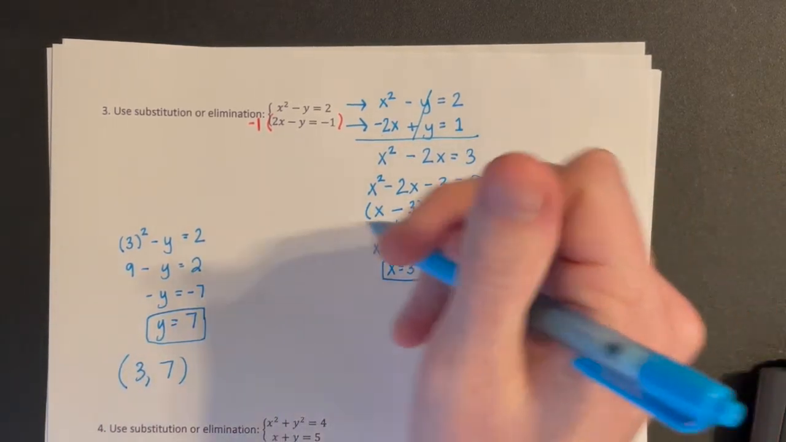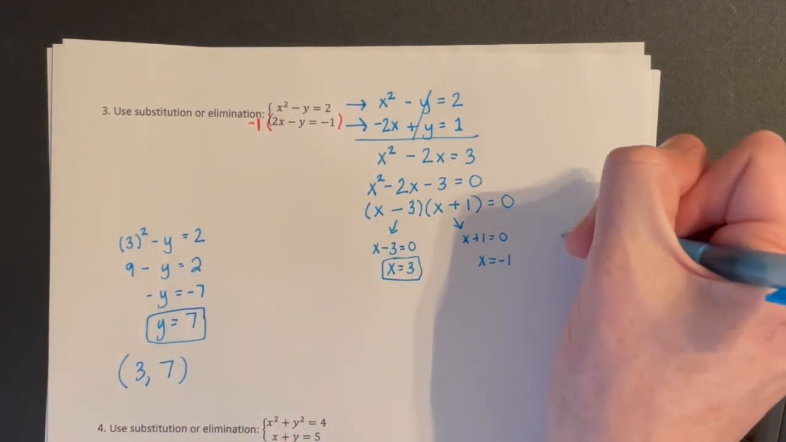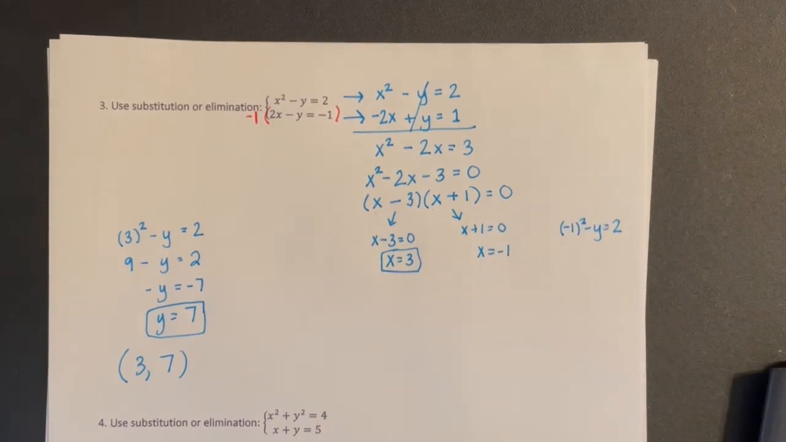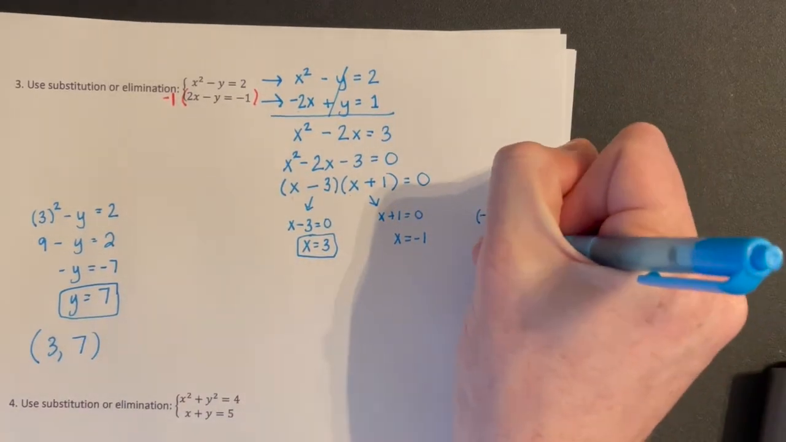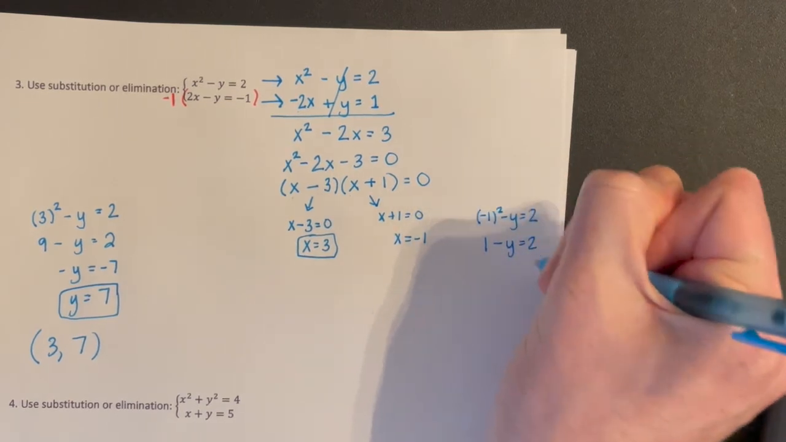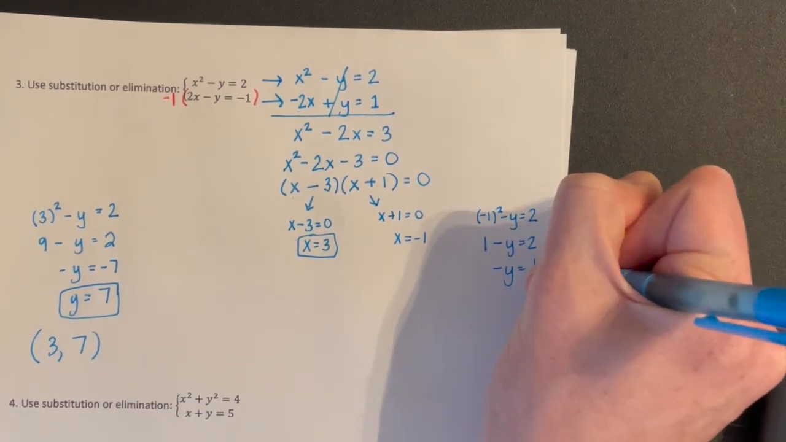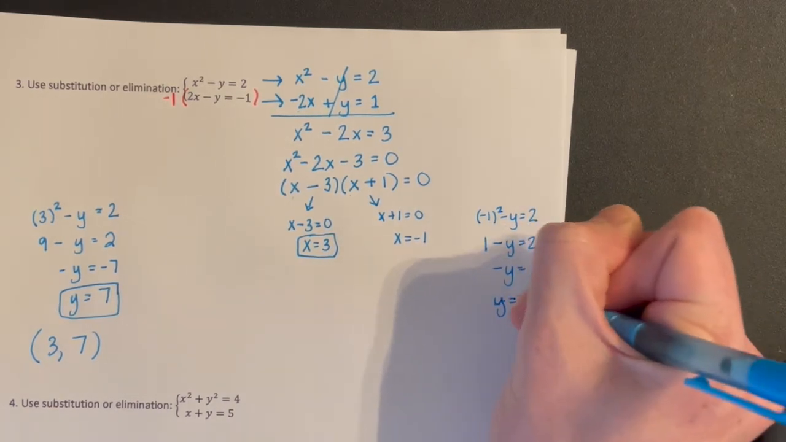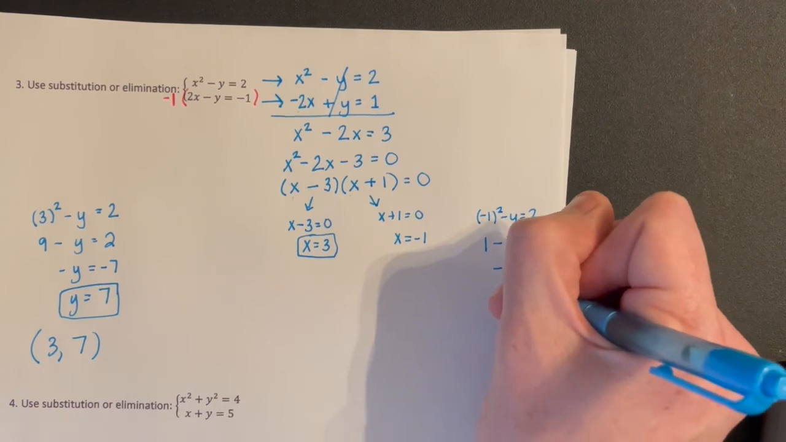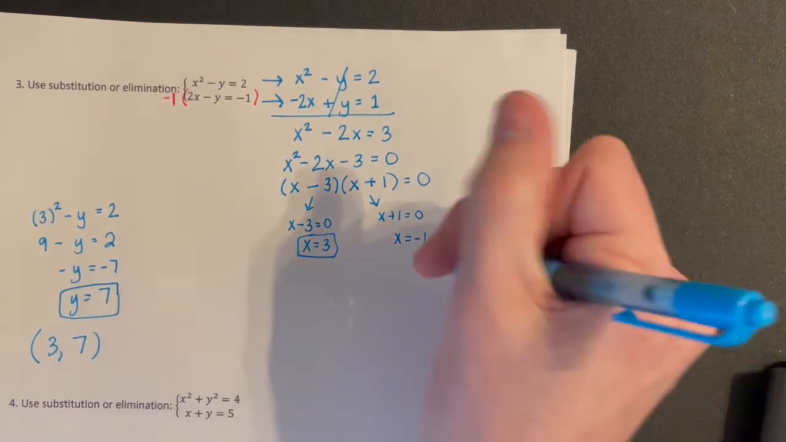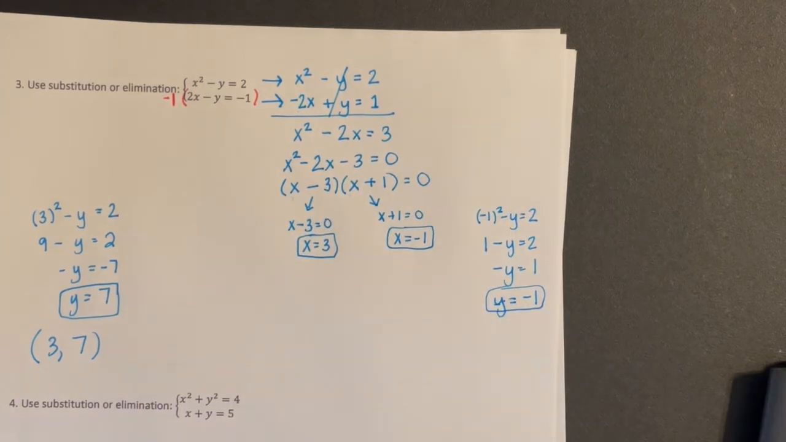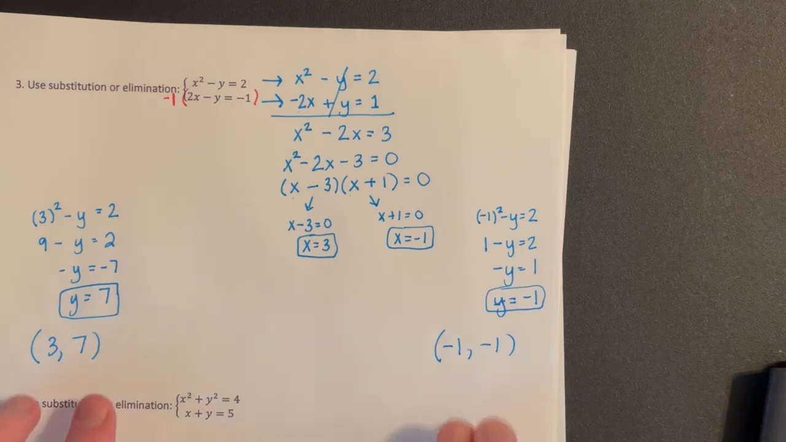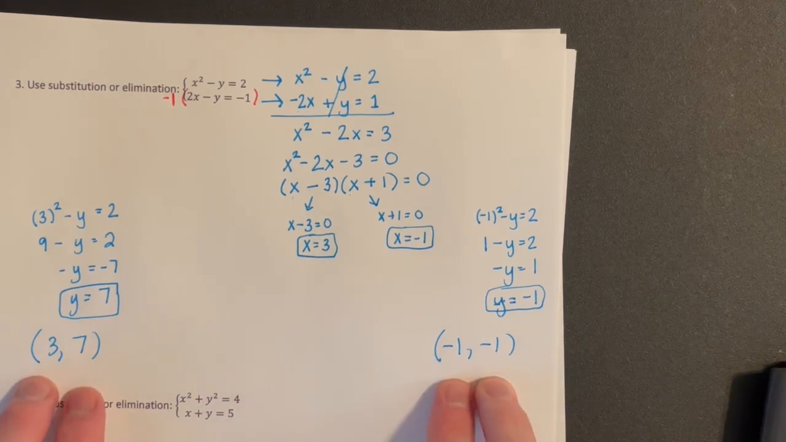Then we plug in -1. So let's do it over here. -1 squared minus y equals 2. -1 squared is just +1, so 1 minus y equals 2 makes that -y equals 1 if I subtract 1 from both sides. So y equals -1. y is -1 when x was -1. So that coordinate looks like this. So we do get two solutions here, (3, 7) and (-1, -1).